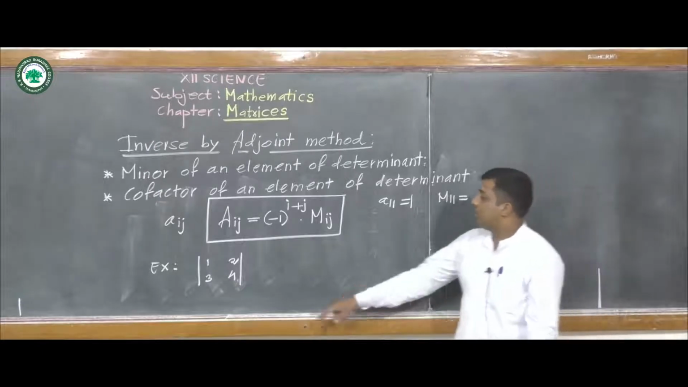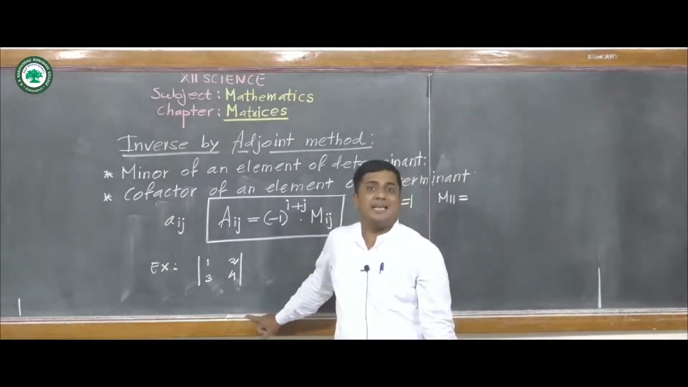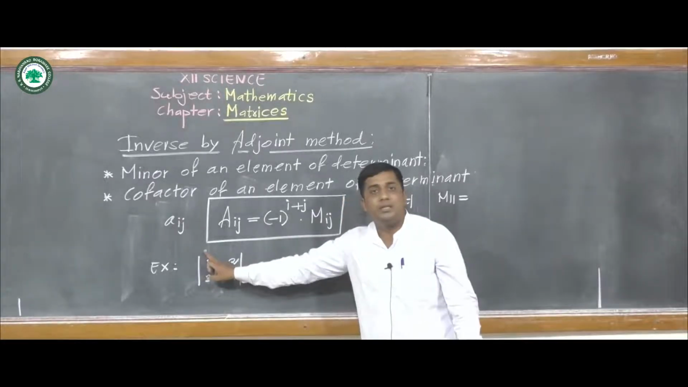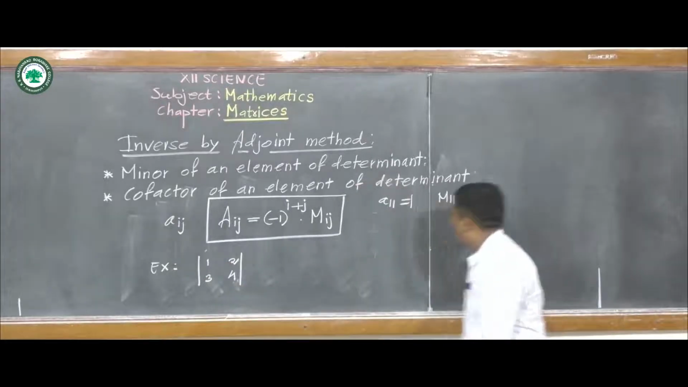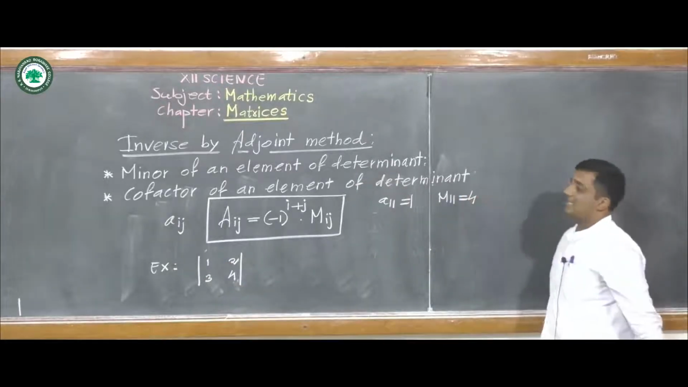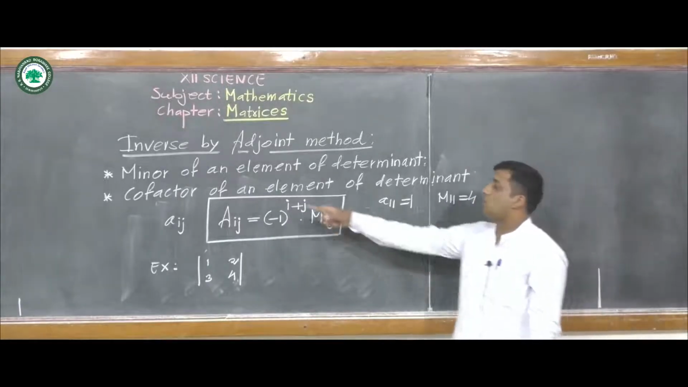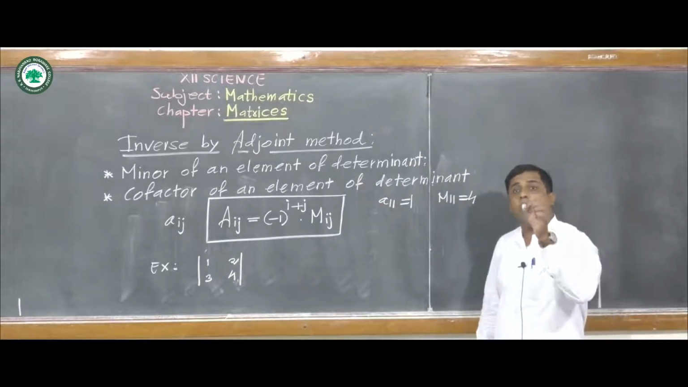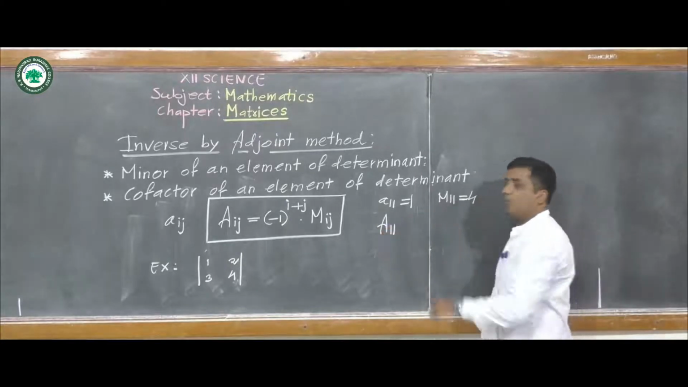We know the position of this 1 is in the first row and the first column. So we delete the first row and the first column. Here only 4 remains. So M of 1, 1 is equal to 4. Now by using this we find the cofactor of A11. Here the cofactor of A11 is denoted by capital A of 1, 1.